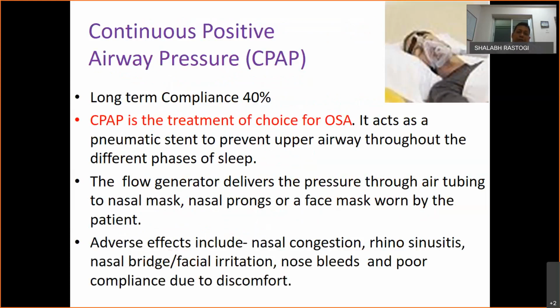Second type of therapy in medical management is CPAP. It is still considered to be the treatment of choice for OSA, and one should always initially go for this. The long-term compliance is only 40%. We know that the airway collapses when the intraluminal pressure goes below a critical pressure. So what it does is it creates an air stent and gives a pressure above the critical collapsing pressure, so that the airway is maintained.